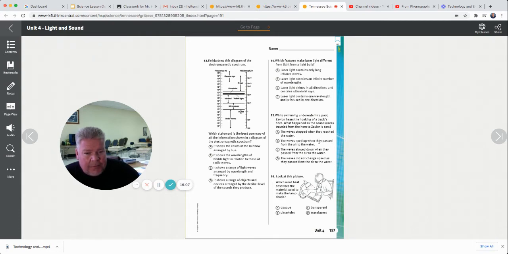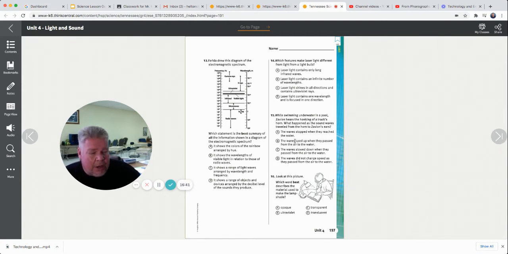The waves sped up when they passed from the air to the water. What do you think? Did they speed up? Or did they? The next one says they slowed down when they passed from the air to the water. D says they didn't change speed. Well, we've seen with light that when light goes from air into water, it changes speeds. And it doesn't stop. So I'm going to know A and D are not correct. So we're looking at B and C.